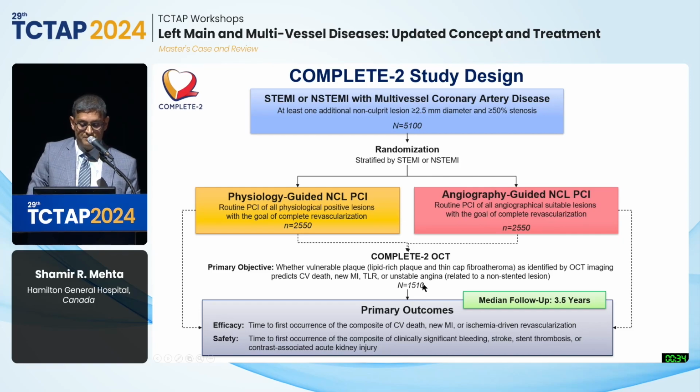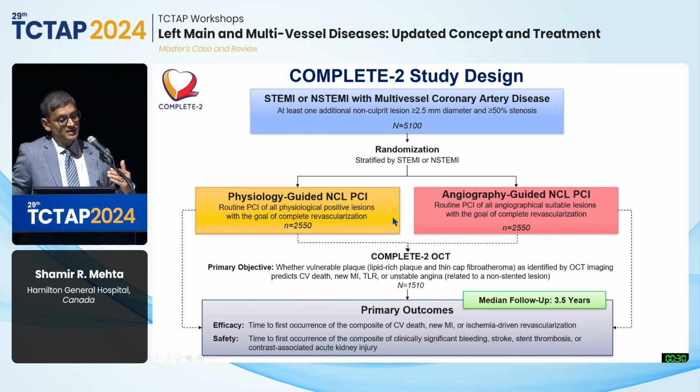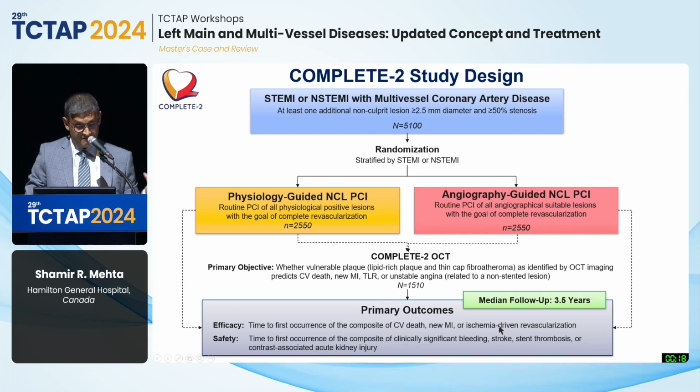And the primary outcomes will be looking at non-inferiority. The reason we're looking at non-inferiority is that we're projecting about 50% fewer PCIs in the physiology-guided arm versus the angiography-guided arm. If that in fact is the case and there is non-inferiority for hard outcomes, well, that will be a big win for patients, for physicians, and for the healthcare system.